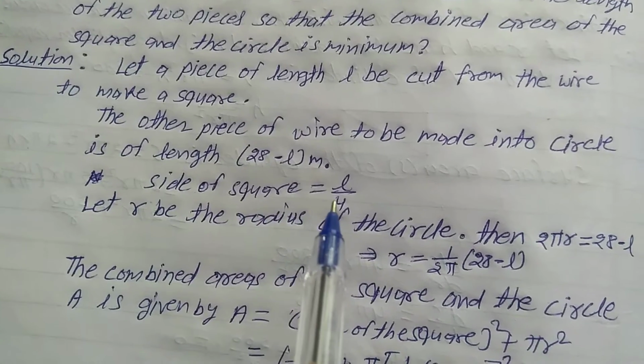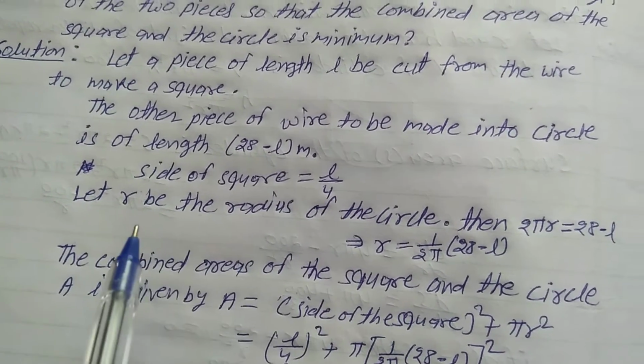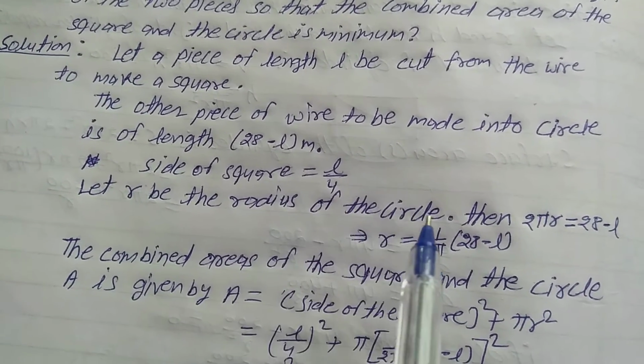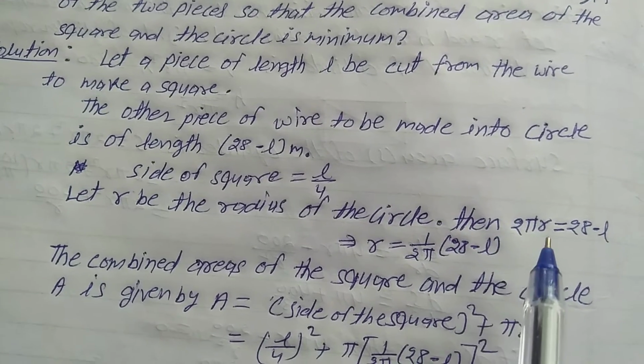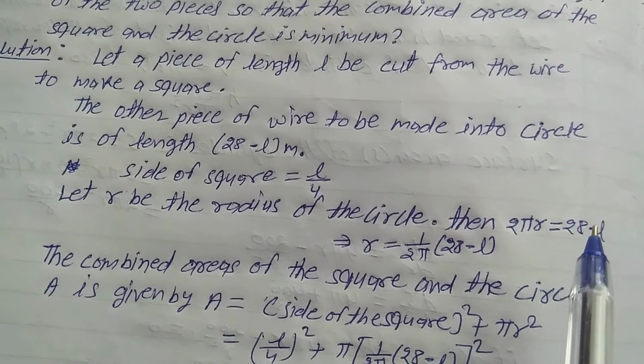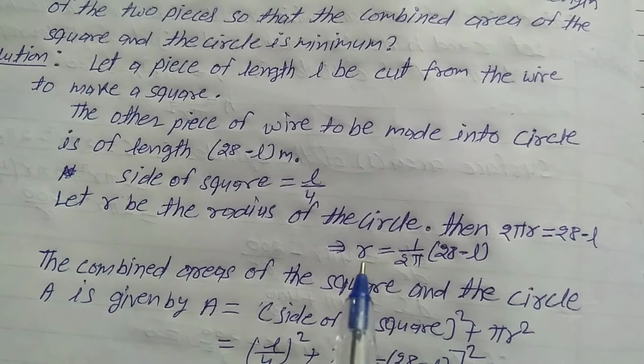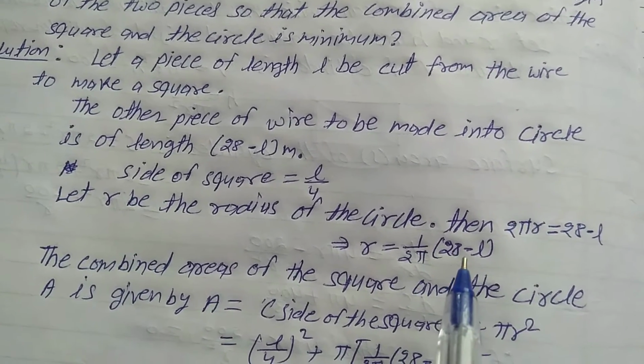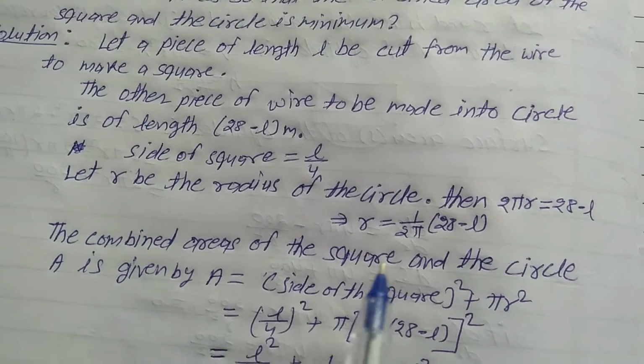Side of square is equal to L by 4. Let R be the radius of the circle. Then 2 pi R is equal to 28 minus L. So R is equal to 1 upon 2 pi times (28 minus L).